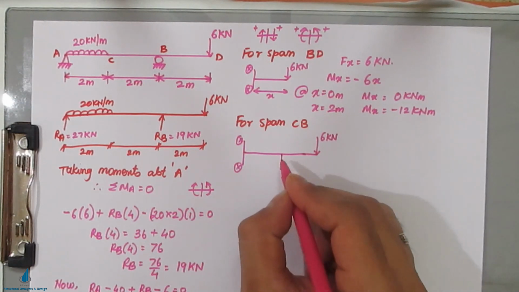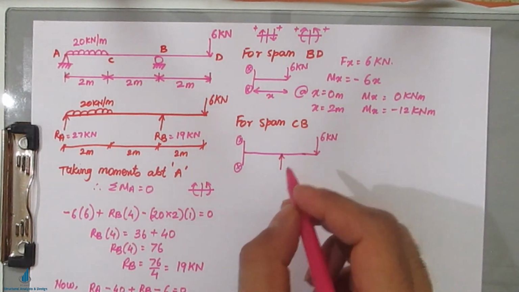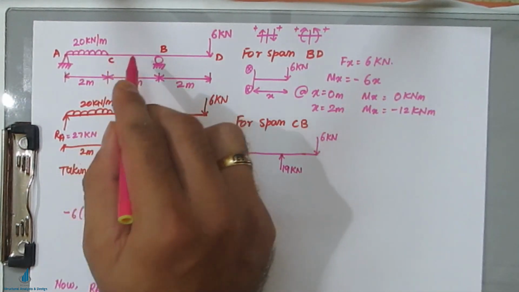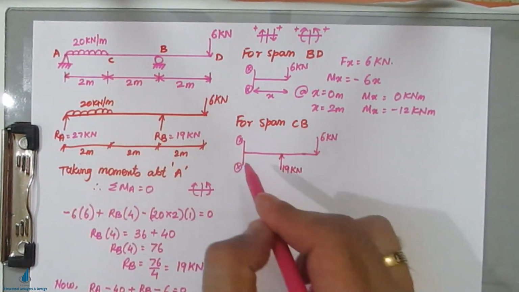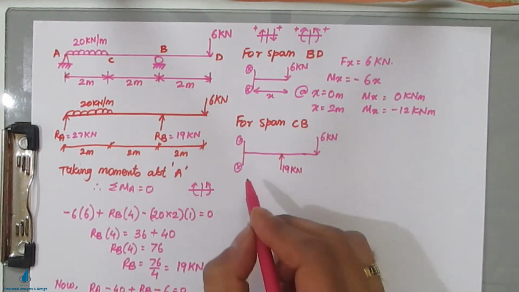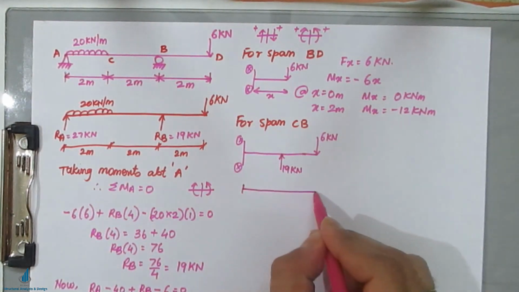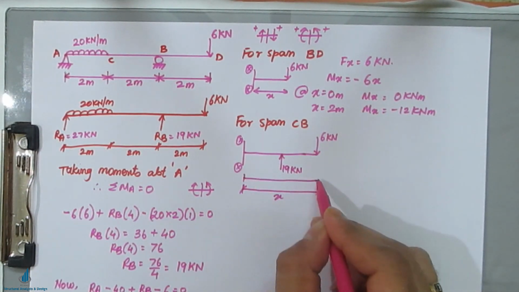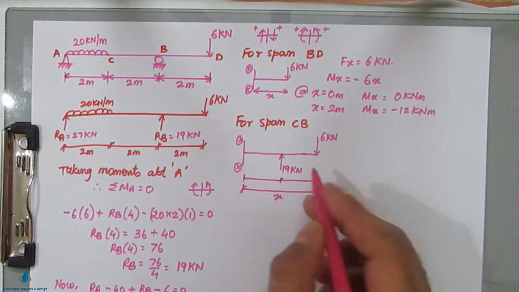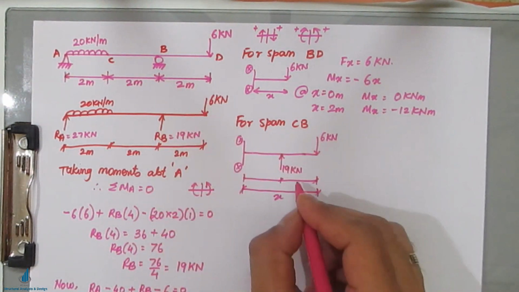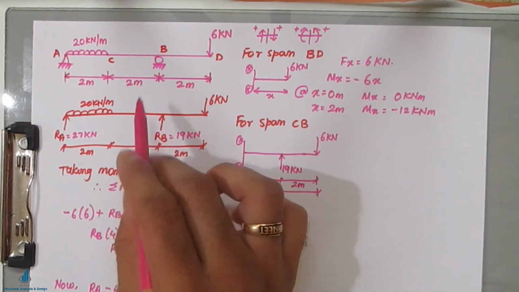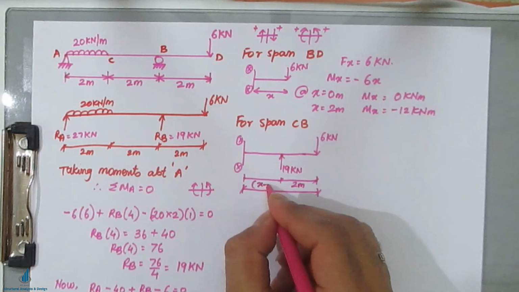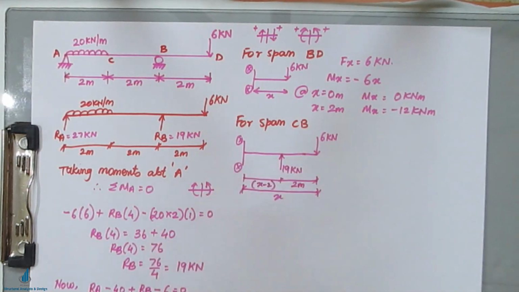This is your RB. RB is how much? 19 kilonewton. And there is no load in between CB, so we shall not have any load in between. So this entire thing is X, and again this is divided into two parts. This BD span was 2 meters, and this will become x minus 2. So this span is x minus 2.